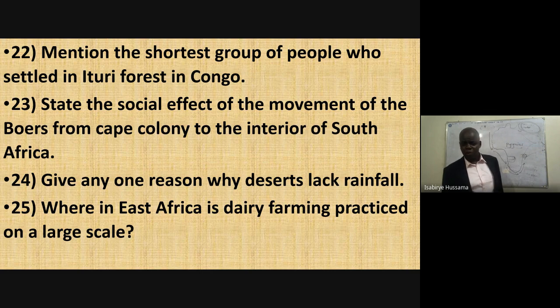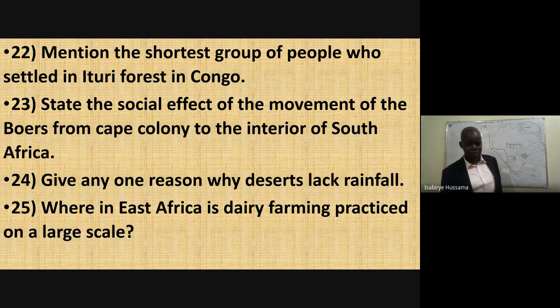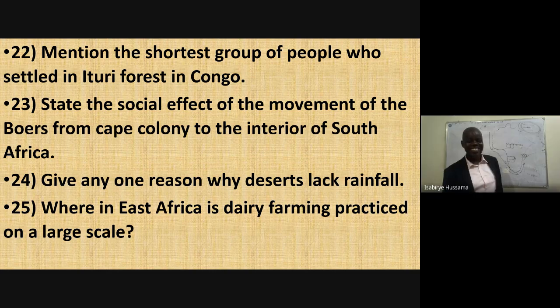We could even have political effects, whereby we say new states were formed. And what were these new states? Mr. Mkwaya, the new states that were formed. Orange Free State and the Transvaal. You forgot one, Mr. Mkwaya. There were 3. Another one was? Natal. Remember, they moved from Cape Colony all the way to different parts of South Africa, and they formed those 3 states: Transvaal, Natal, and Orange Free State.